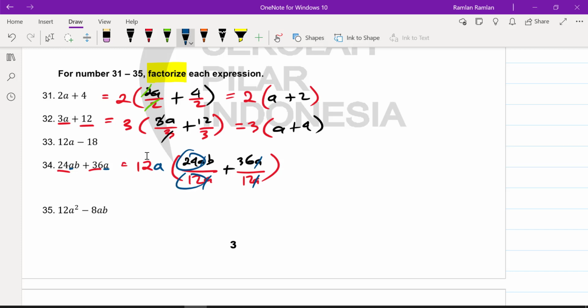And then 24 divided by 12 is just 2, right? And that'll be just 2b because the b stays there, right? So that'll be equal to 12a and then 2b. And then in here we have 36 divided by 12, which is just equals to 3, right? That's it, okay? And then the last one here is the same thing.